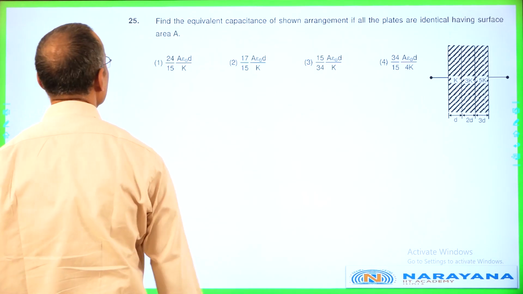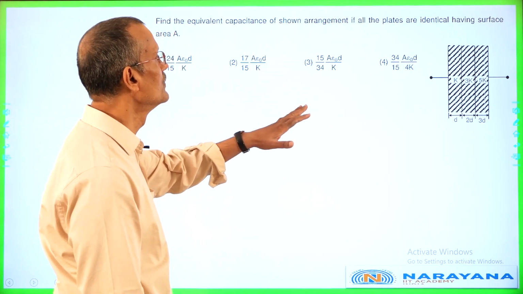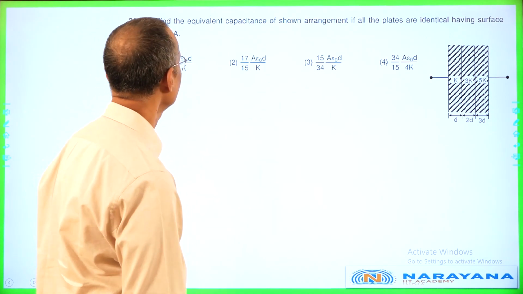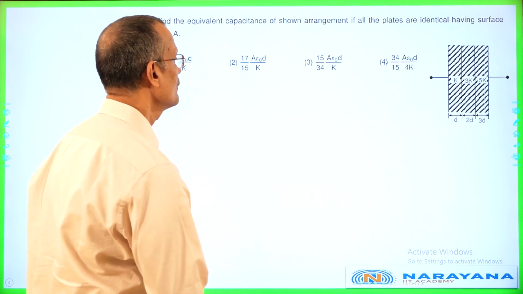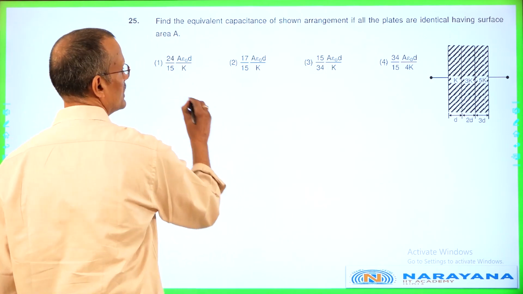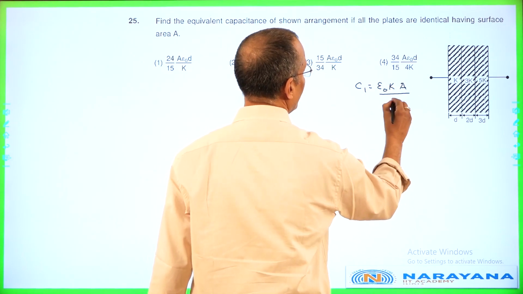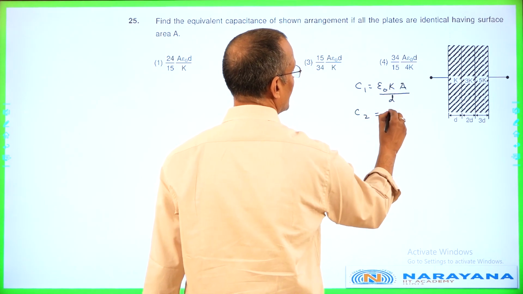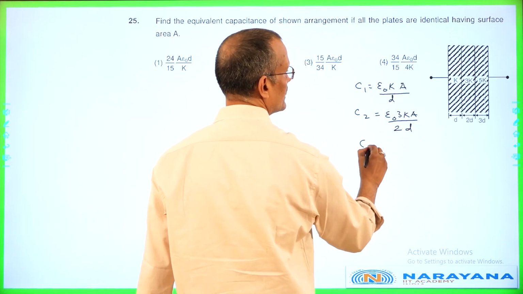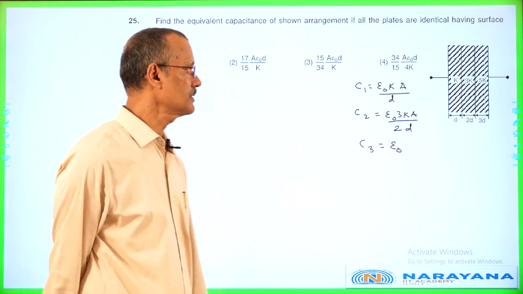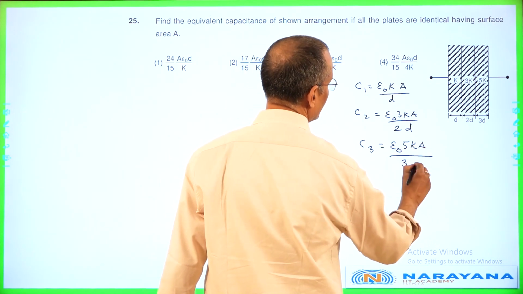Next question. Now I am on 25. Equivalent capacitance they are asking you, and three different dielectric media are there, K, 3K, 5K, with thicknesses D, 2D, 3D. So one by one we will get it. First let us go for C1, epsilon naught K A by D. C2, epsilon naught 3K A by 2D. C3, epsilon naught, they have given you 5K, 5K A by 3D.